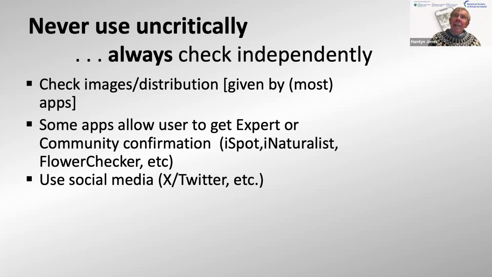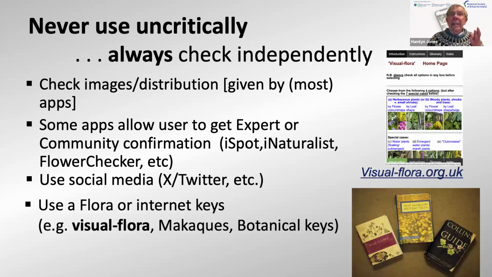Some apps allow the user to get expert or community confirmation. Things like iNaturalist, Flower Checker, and iSpot allow you to get community input to help you decide, or you can use social media. There are various Facebook groups and Twitter groups that will help. But really, you need to go back to using a flora or using internet keys. And one of the ones that I recommend is the one that I generated called Visual Flora. And this is one of the front pages shown on the right here. But I would recommend that, wouldn't I?